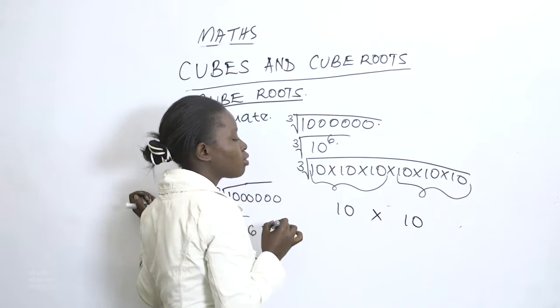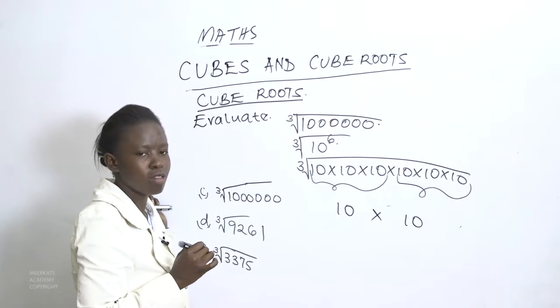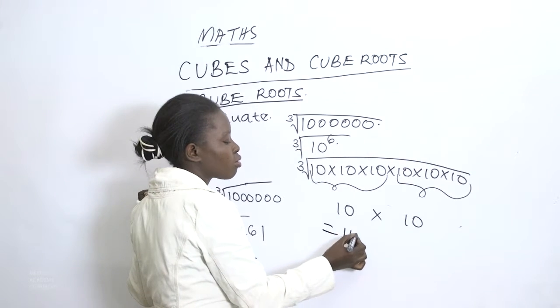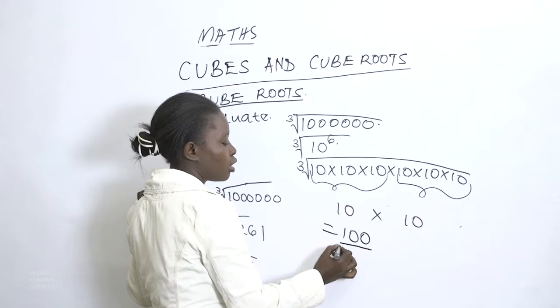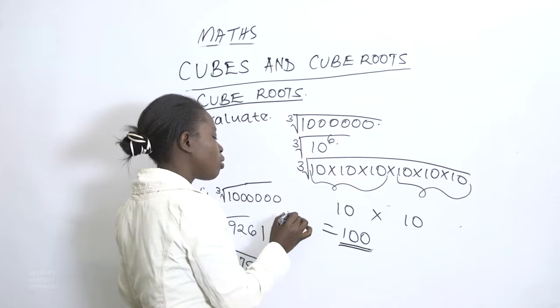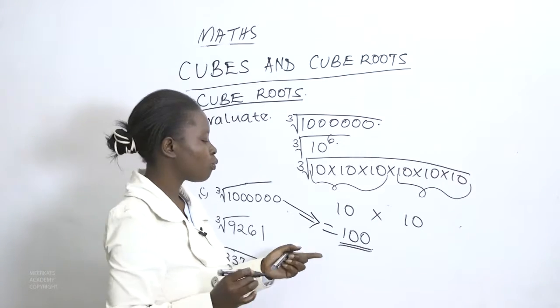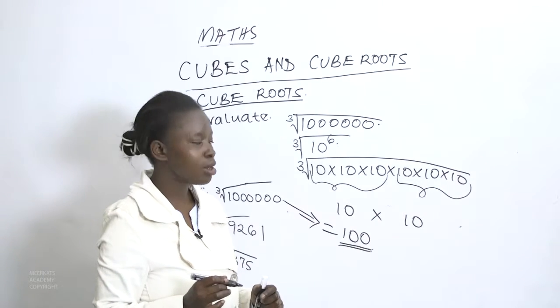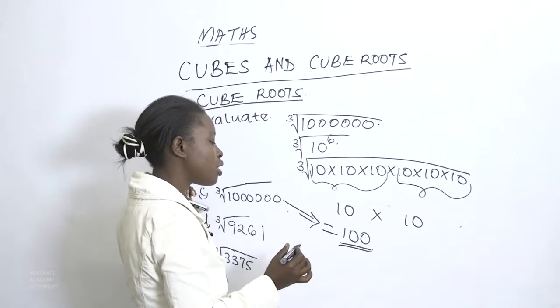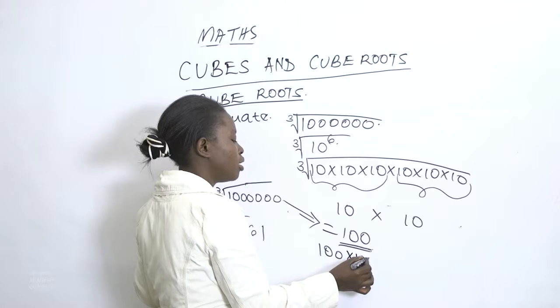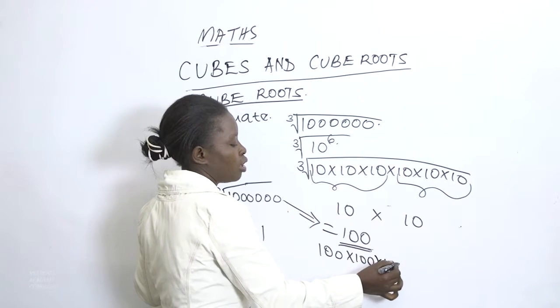So this means that the cube root of 1 million is simply 10 times 10. And 10 times 10 gives us 100. So it means that the cube root of 1 million is 100. Just to prove, let us multiply 100 repeatedly 3 times and find out. So we have 100 times 100 times 100.